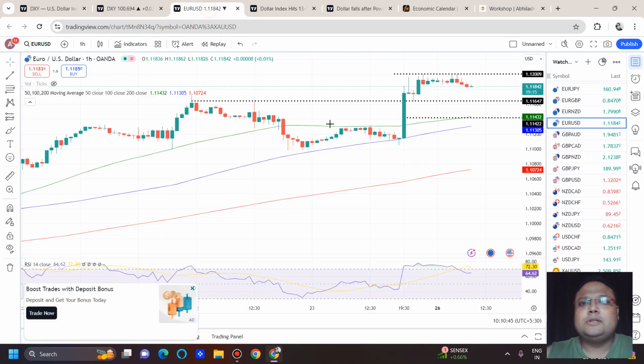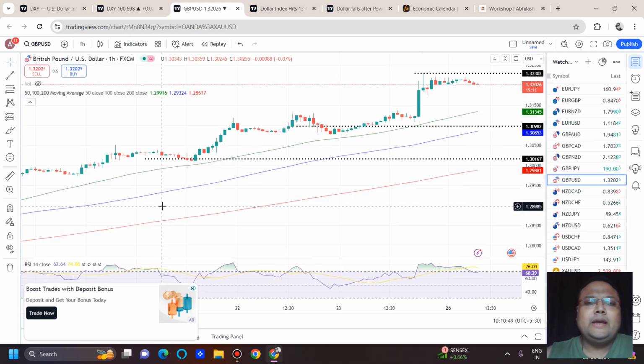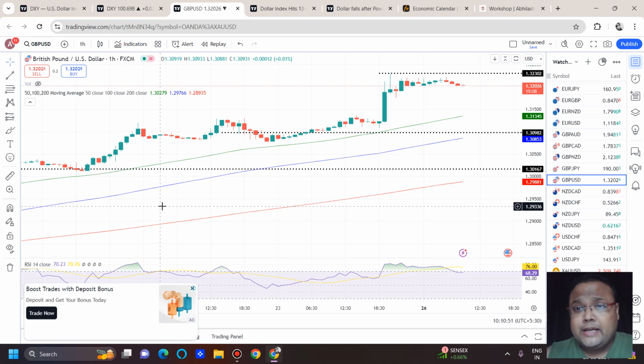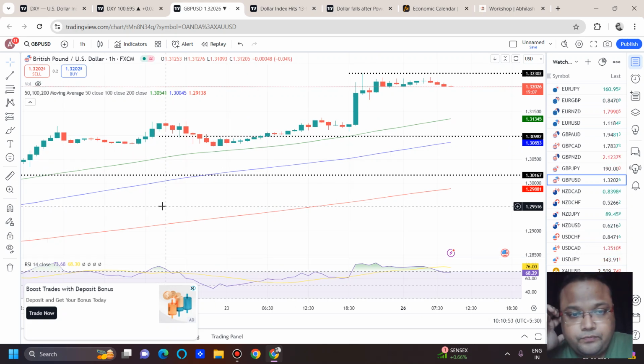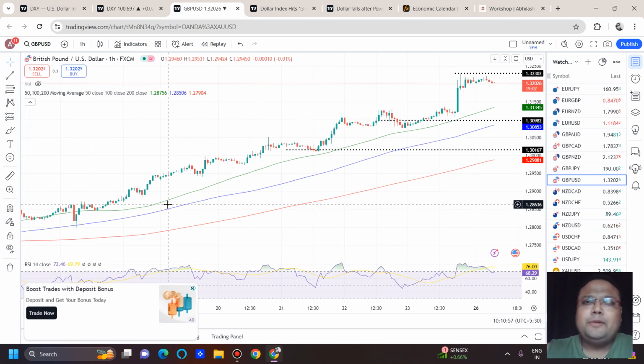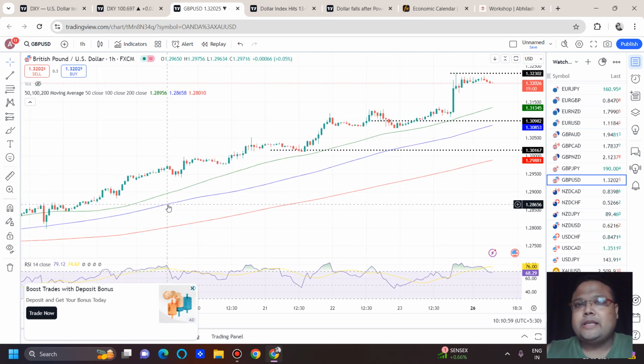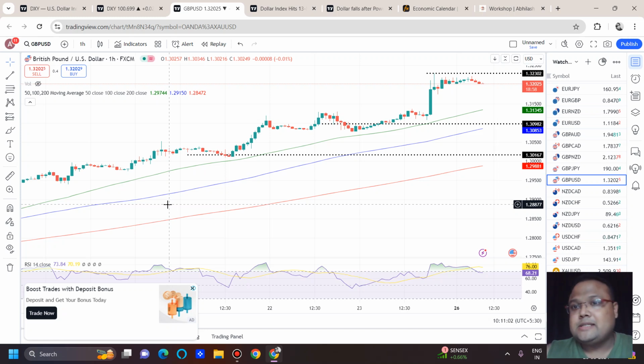Now let's look at GBPUSD. So we have a similar story on GBPUSD as well, as we have already discussed on Saturday. Market is very bullish, so taking a sell or staying on a sell is extremely risky right now. There's a high chance of losing our whole capital.